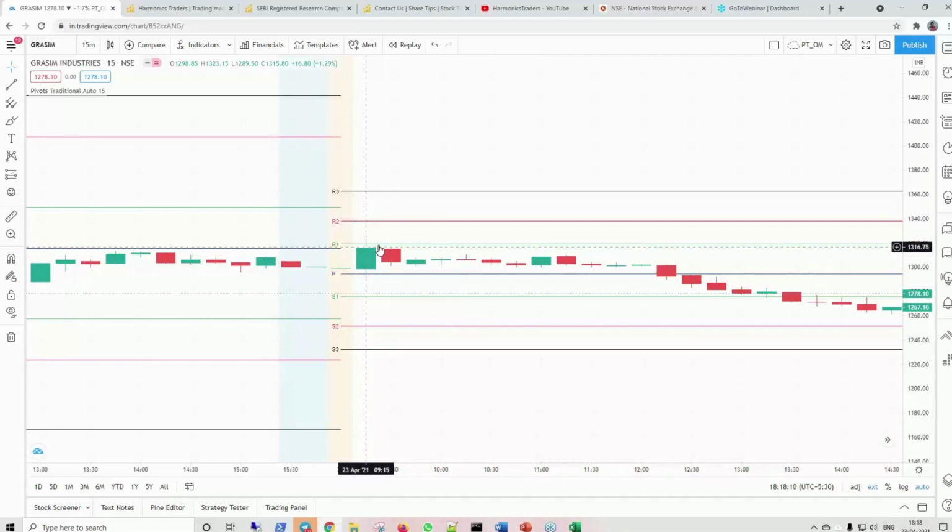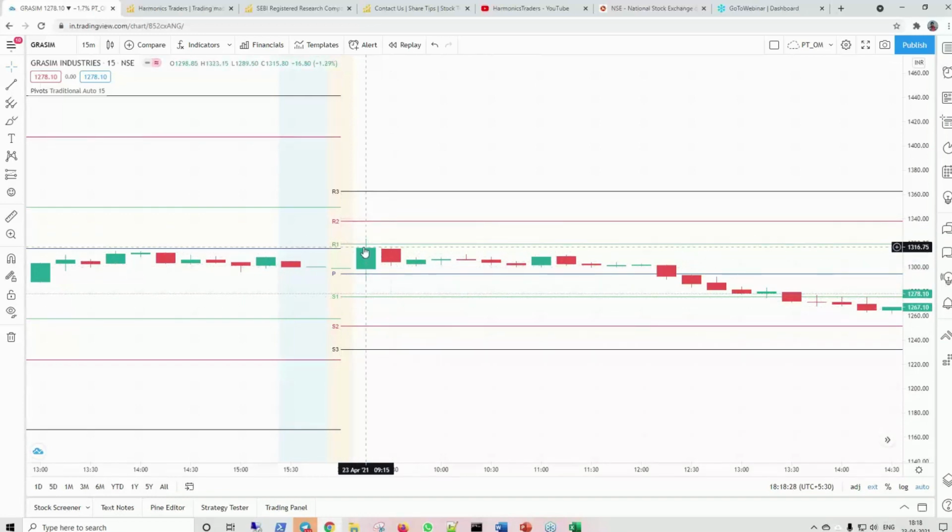Pivot is 1293 and the R1 is 1318. So here the open is between pivot and R1. Okay, so these are not very powerful setups. So we look for setups where the open is greater than R1 or it is lesser than S1.